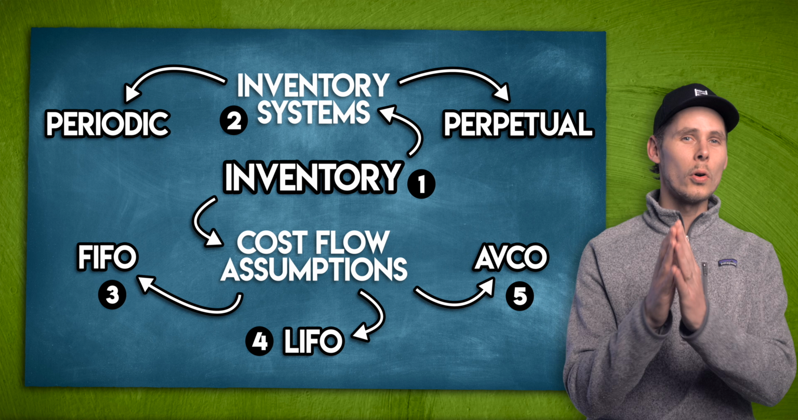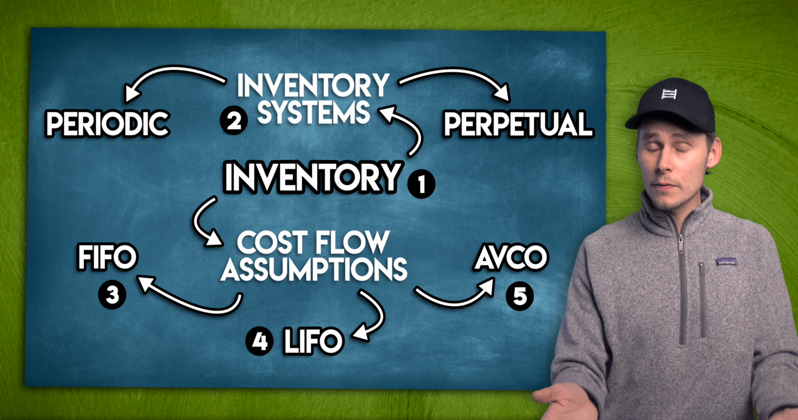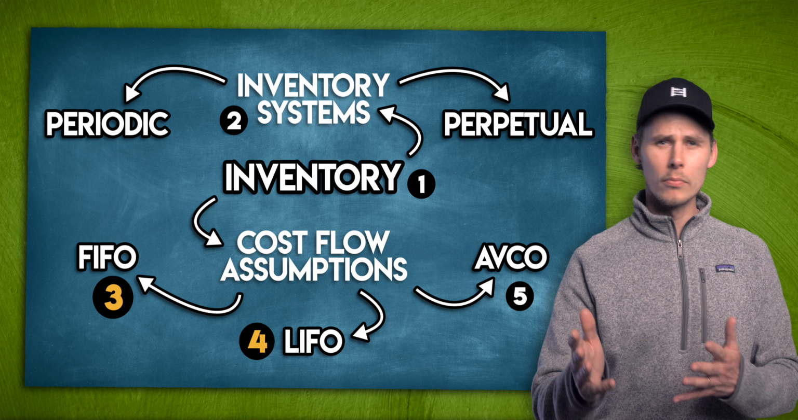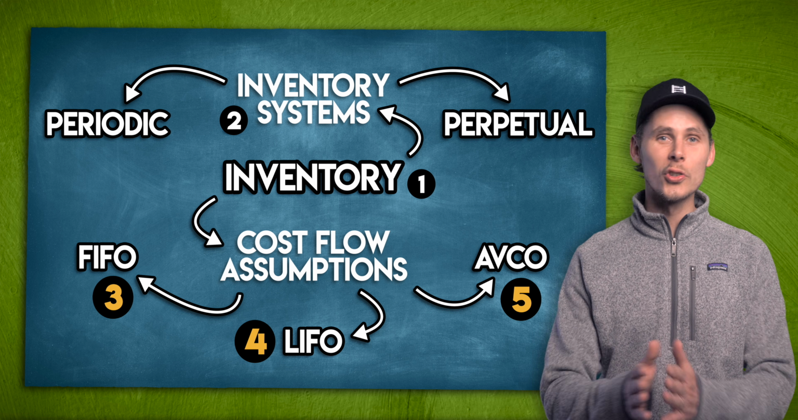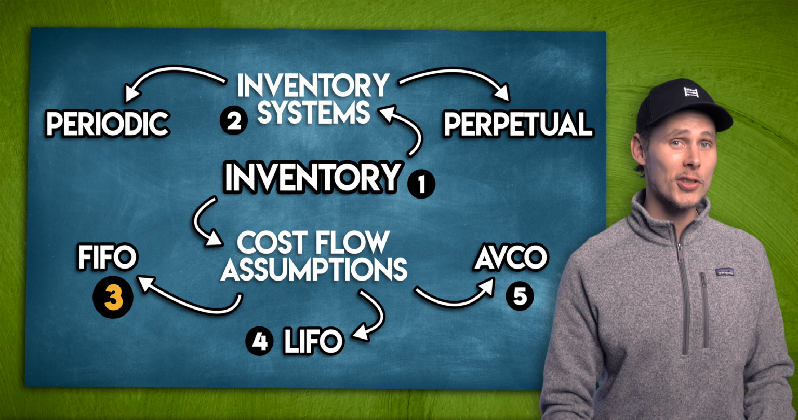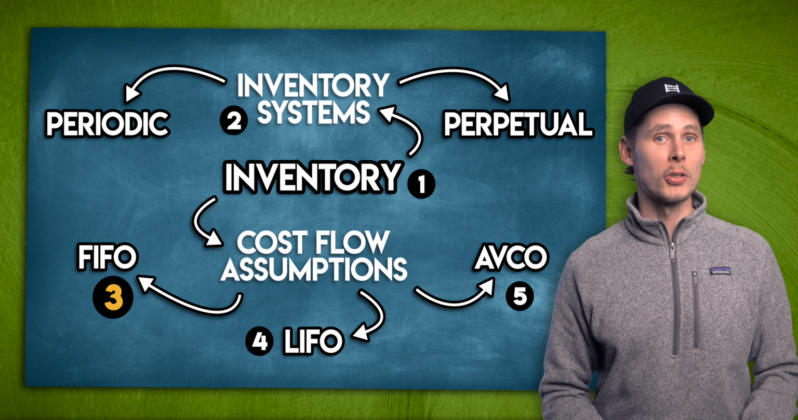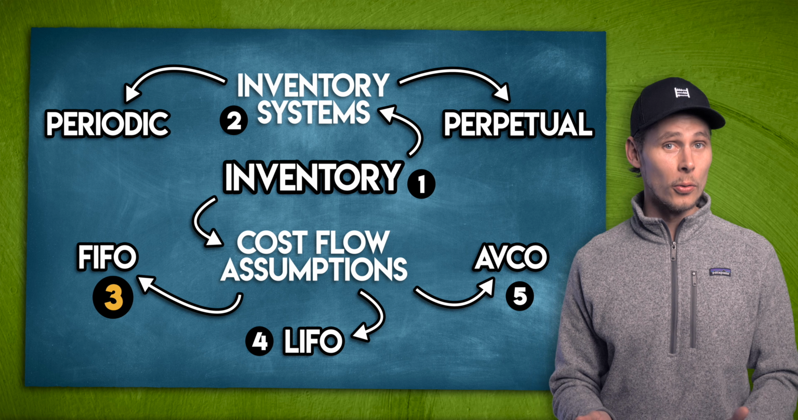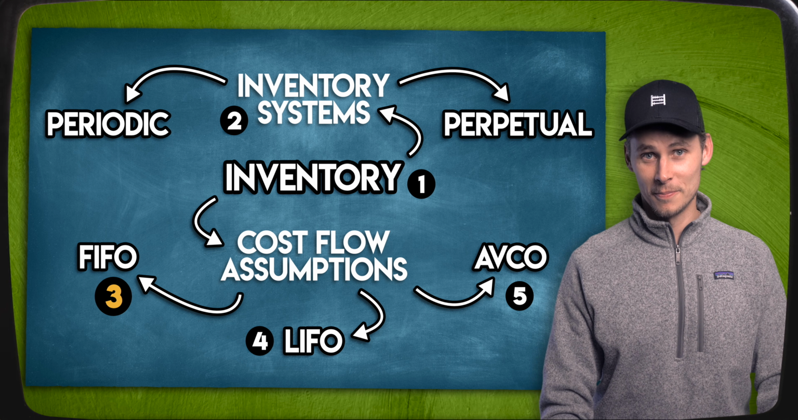In this next bit, we'll cover 3 inventory cost flow assumptions: FIFO, LIFO, and AVCO. We'll start with FIFO, which stands for first in, first out. I'll show you a 4-step process to calculate cost of goods sold and closing inventory.